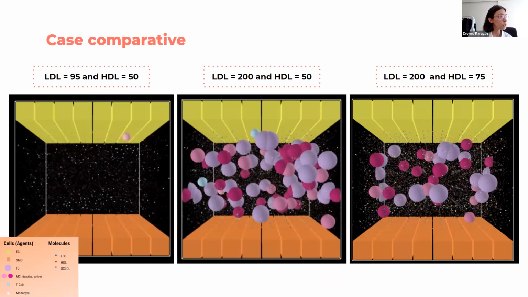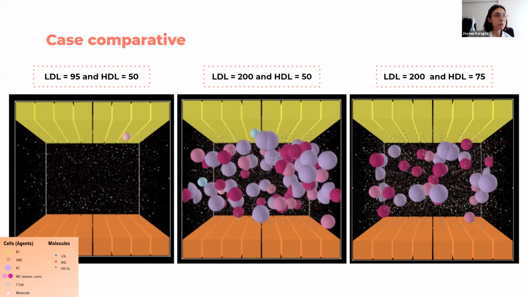And to talk a little bit about the different cases we compared, with an LDL level of 95 and HDL of 50, we could see that there are no macrophages or foam cells, indicating a healthy individual. So this is the case on the left. And when we set the LDL level super high, which is 200, we saw that the accumulation of ox-LDL, macrophages and foam cells were really high.